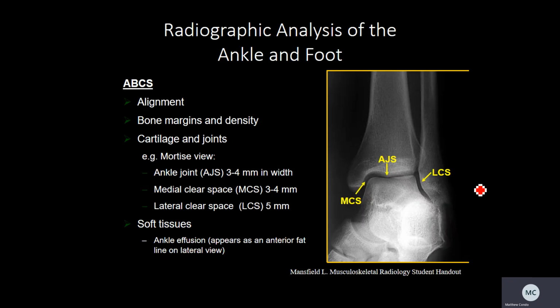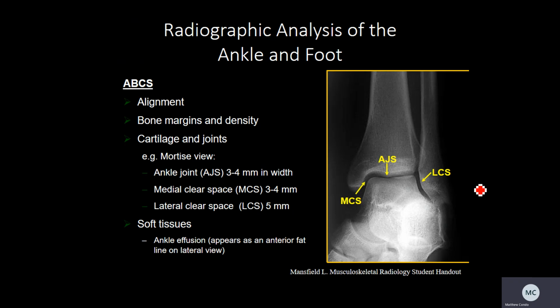In terms of the ABCs of the ankle and the foot in radiology, remember what those ABCs are: A is alignment, B is bone margins, or bone density, C is cartilage, S is soft tissue. What we need to look at here, especially now that we're looking at a mortise view up on the screen, is what's called the medial clear space, the lateral clear space, and the ankle joint space.